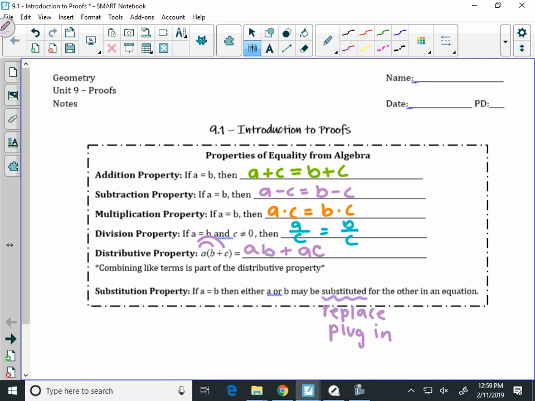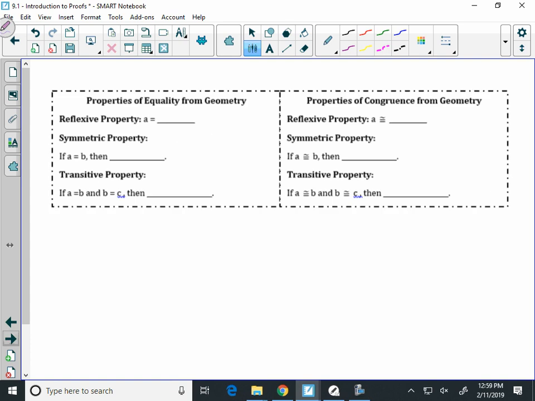We use them essentially to solve equations. But there are some properties that we use mainly for geometry purposes. There are more properties of equality, but they're more from geometry. The first one is the reflexive property, and all that means is A is equal to itself.